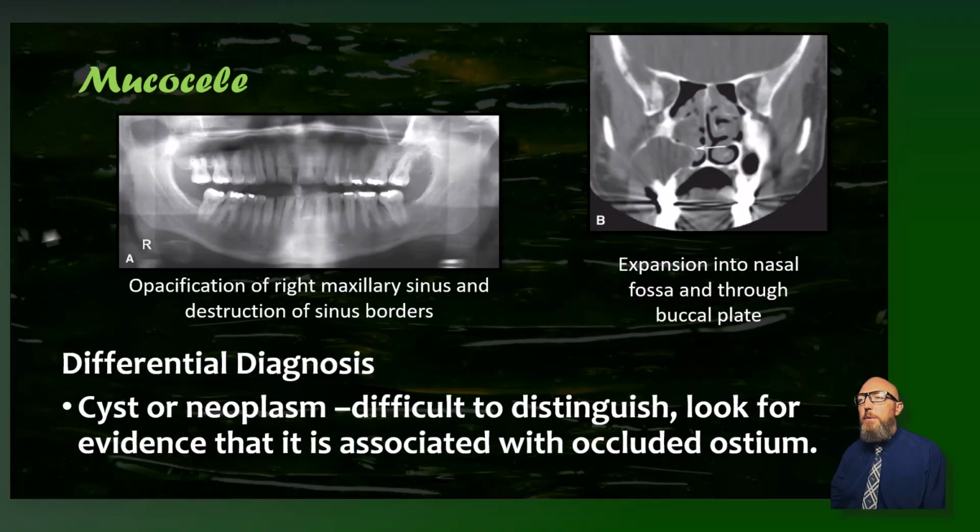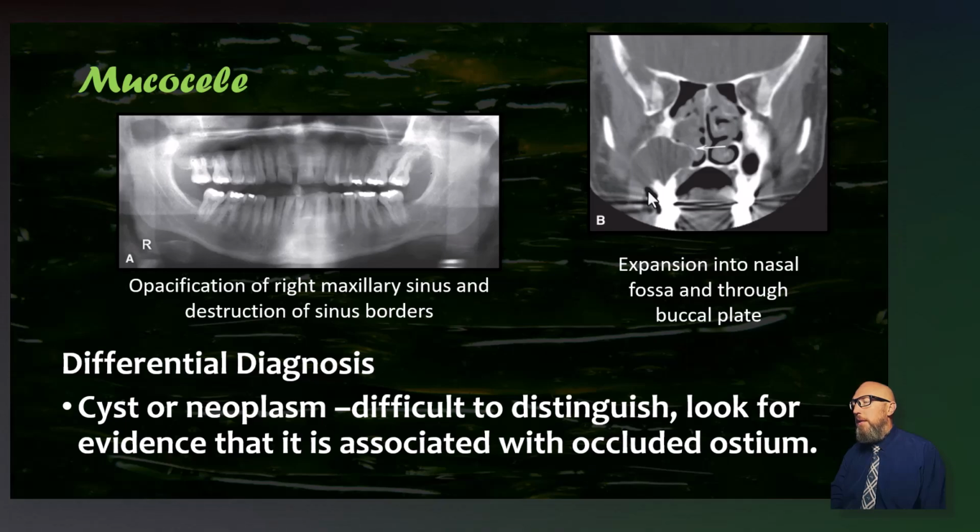And so when you see one of these, you see expansion of the sinus borders. Here, as I said, you'll see it expand medially and start to destroy nasal structures. It's expanding laterally as well, buccally. So it may be very difficult to distinguish from a cyst or neoplasm. So look for evidence that's associated with an occluded ostium. And so this can happen in a patient with a history of sinusitis, although not always.